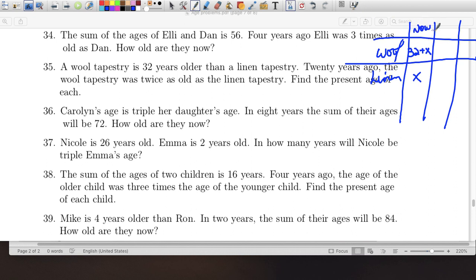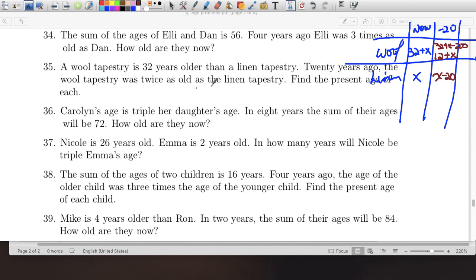Now, 20 years ago, so minus 20 here. Before we even set up, 20 years ago, the linen was x minus 20, right? And 20 years ago, this one was 32 plus x minus 20, and 32 minus 20 is 12, so that simplifies to 12 plus x. These are the two ages that I'm going to use for my equation.